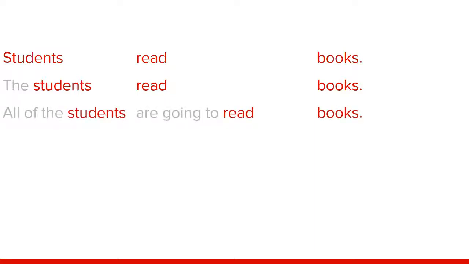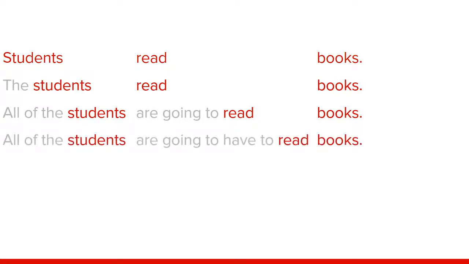Here is a simple sentence that only contains content words. As a result, every word in this sentence will receive stress. Students read books. Now the length of time it takes to say that sentence is equal to this next one that has a function word. The students read books. Okay. The gets squished into students because it's not a content word. As a sentence adds more function words, it still takes about the same amount of time to read. All the students are going to read books. And adding more. All the students are going to have to read books.